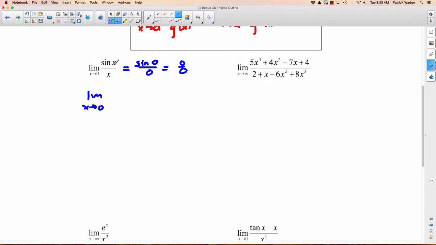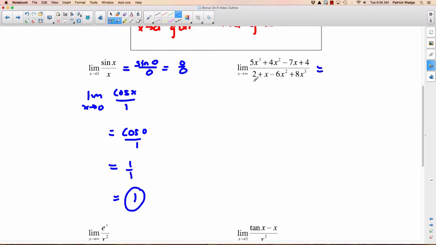We take the derivative of the top. The derivative of sine x is cosine x. The derivative of x is 1. And now we just substitute in. So you would have cosine 0 over 1. Well, cosine 0 is equal to 1, divided by 1 equals 1.